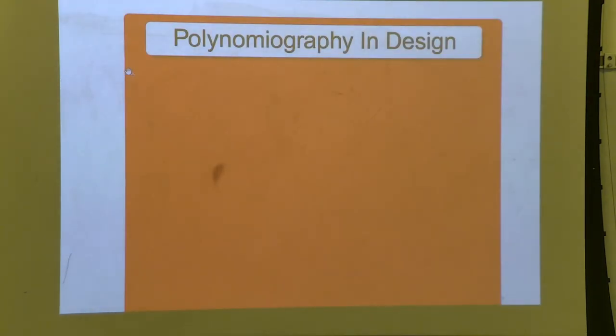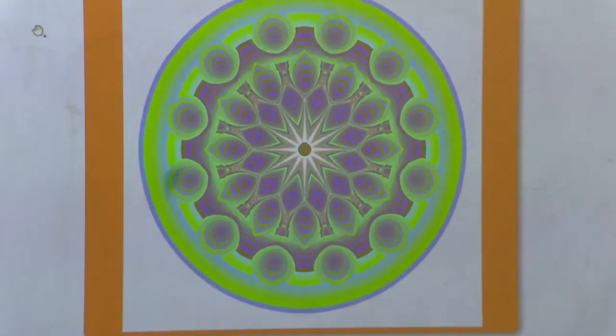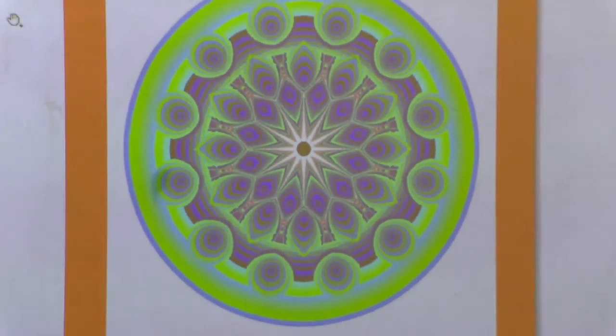Okay, polynomiography in design. Here is the actual Persian carpet that we own. Persians, you know, the carpets are very common. So I used this image and I generated an image that you see here. But finding the right polynomial and the right application of iteration functions that would give this. And then I told my wife that we should turn it into an actual carpet. So we made a carpet.